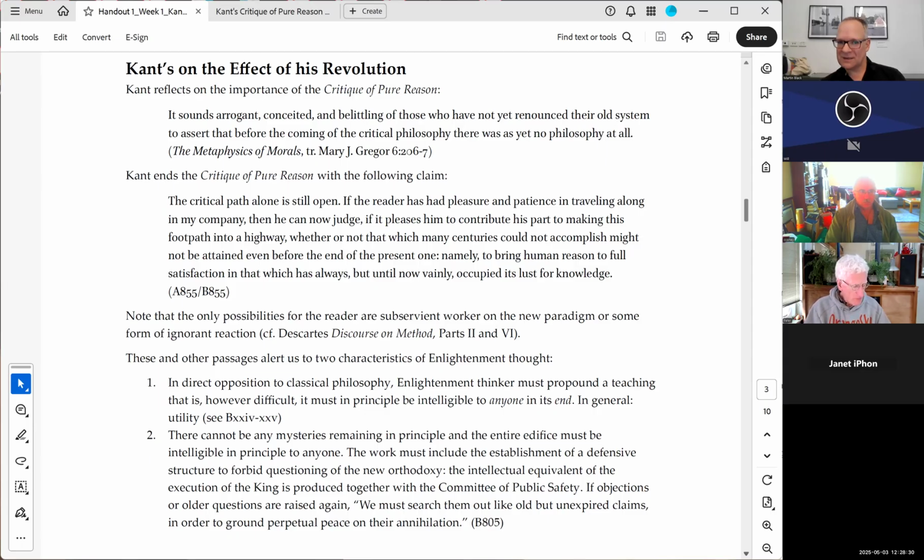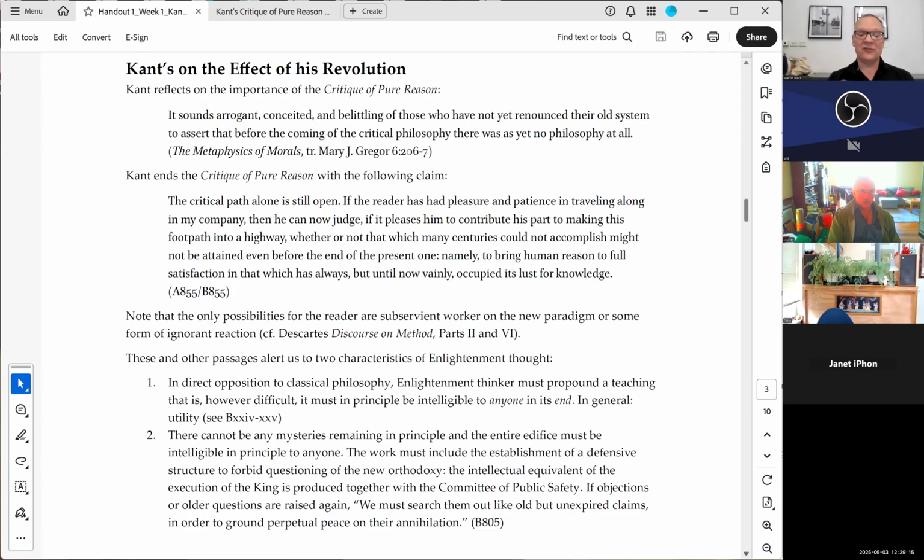But if you're teaching that a society, not just some handful of individuals, a society can live in the light of the truth, then the purpose of that philosophy, the end, has to be universally intelligible. Second, there can't be any mysteries remaining in principle, and together with the positive construction of the philosophy, there must be defensive outworks. The way I put that is the intellectual equivalent of the execution of the King of France, a couple of years after the second edition, together with the Committee of Public Safety. That is the forbidding of thoughts that don't agree with the new paradigm.